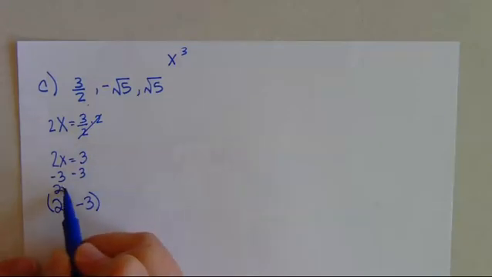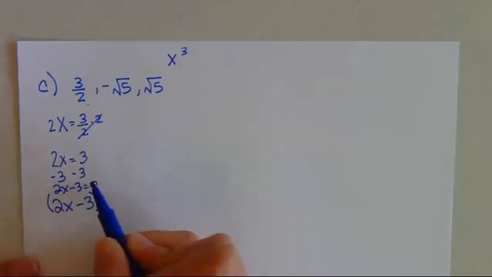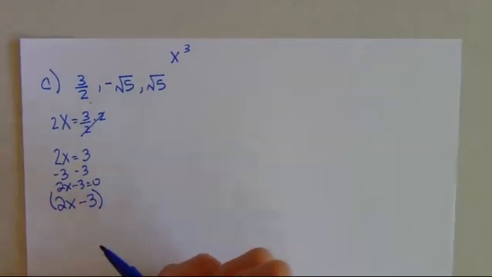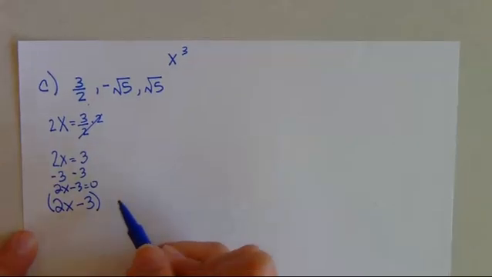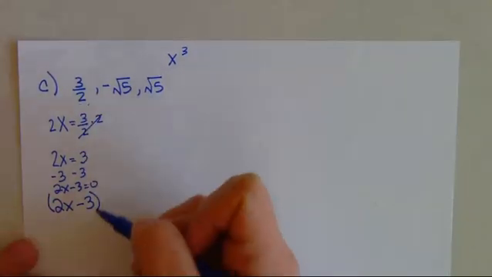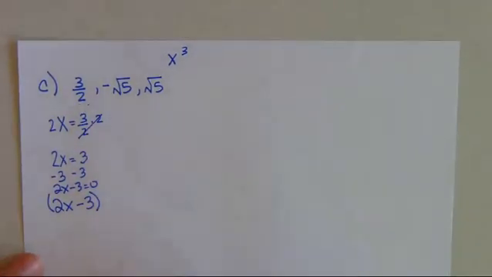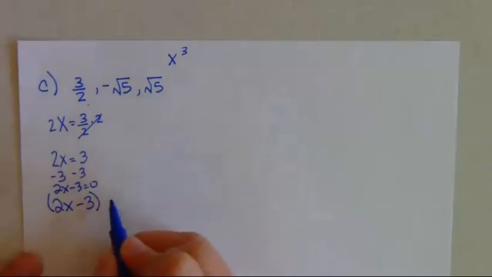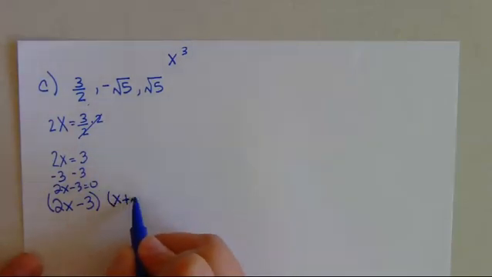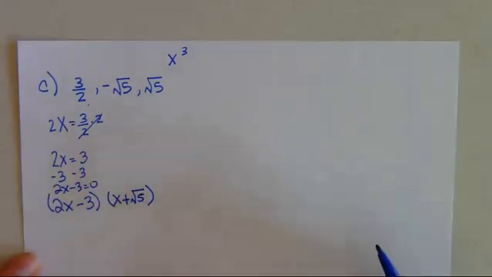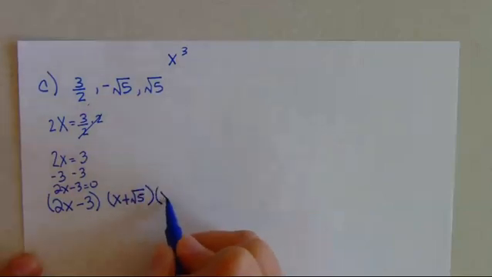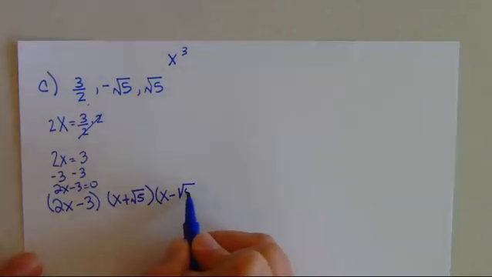Okay, because this would be 2x minus 3 equals 0. So my factor is a 2x minus 3. Notice that this sign here is a subtraction and I have a positive answer. That always happens. Your sign always changes. And then this one is going to be an x plus the square root of 5. There's that sign change again. And this radical 5 would be an x minus radical 5.